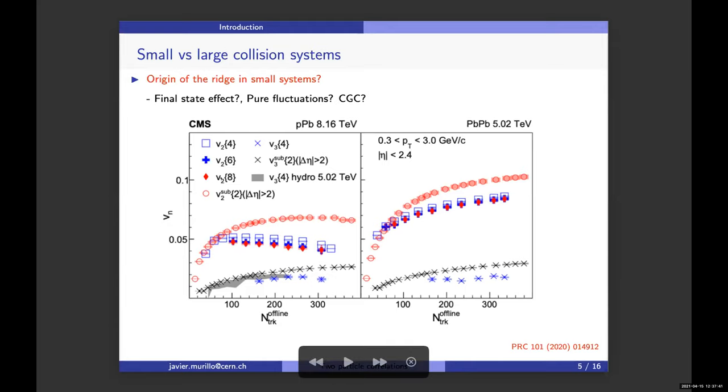As you can see, these v2 anisotropies from the multiparticle technique are in agreement with each other for proton-lead on the left and lead-lead on the right. But the v2 technique that we use in this analysis, which is consistent with these red circles, differs from the ones from multiparticle correlations. But this is sort of understood. This effect can be checked in this reference.